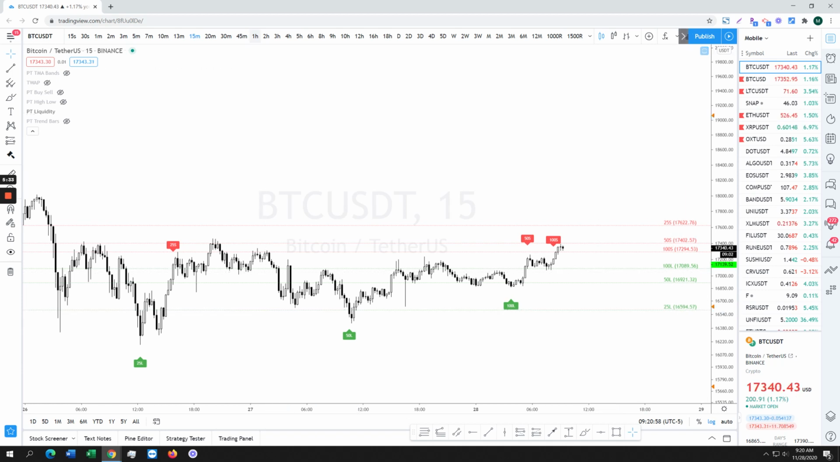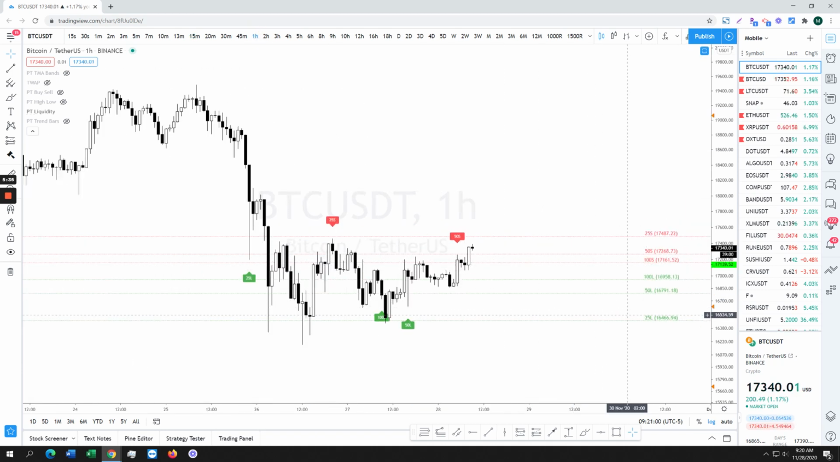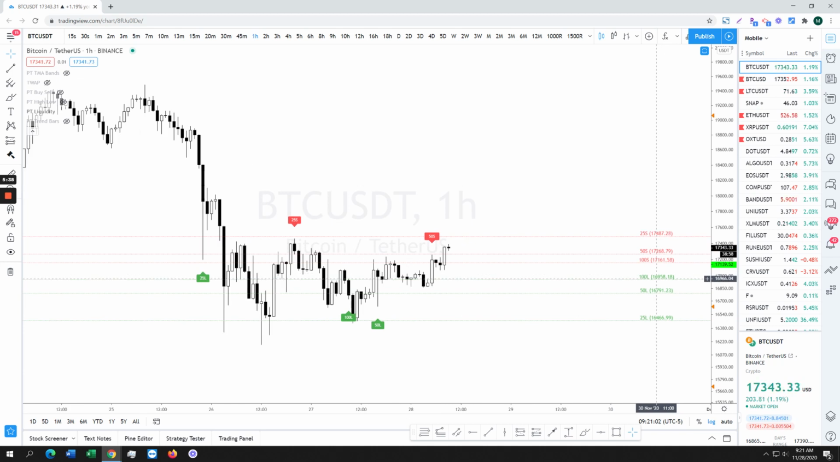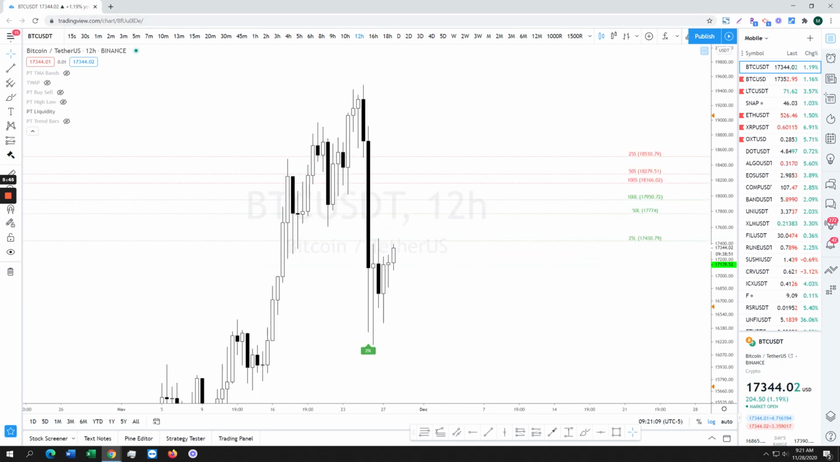Remember, these levels change per time frame. Every time a candle closes, a level updates. So it's beautiful. It's live. You can keep using it on every single time frame. On a higher time frame, look at this. Look how beautiful this is, right?